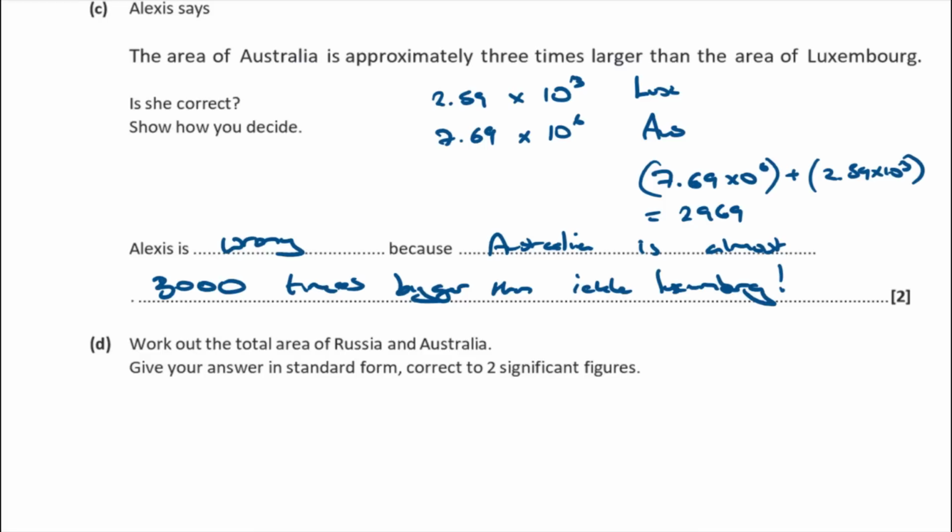Okay, work out the total area of Russia and Australia. Give your answer in standard form to two significant figures. Okay, so I'm going to add these two together. Again, it's a calculator paper, so I'm just going to use the calculator function to do it.